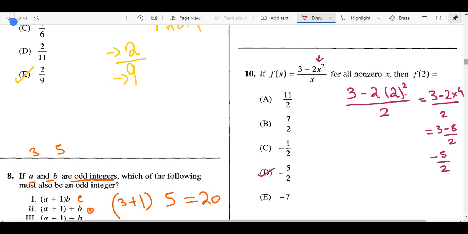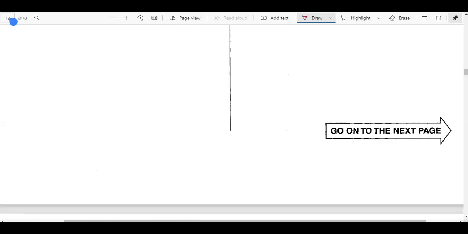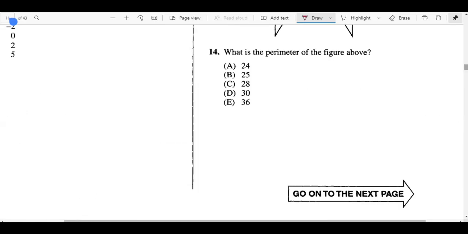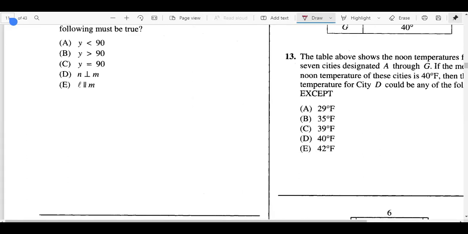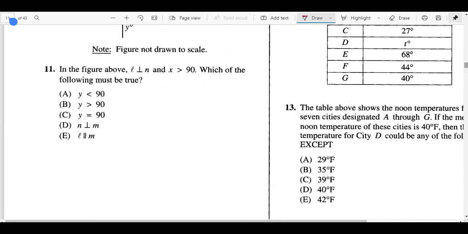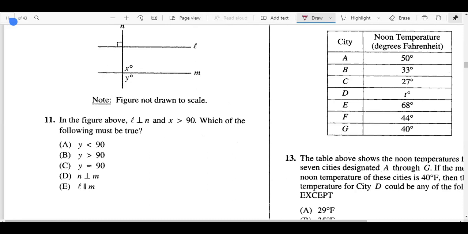Now we have the 11th question. In the figure above, I want you guys to do this question. Please, Ishal and Zahib, try this question. I'll give you 2 minutes. But I would suggest reading the question carefully first and then telling me the answer.